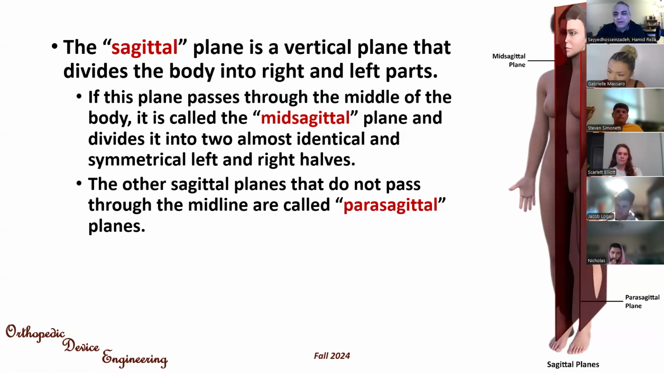We can have unlimited number of parasagittal planes through the body. So it can pass through here, here, here. So we have unlimited number of parasagittal planes, but we only have one mid-sagittal plane. The mid-sagittal plane divides the body into two almost symmetrical right and left halves, but the parasagittal plane divides the body into two non-identical halves.